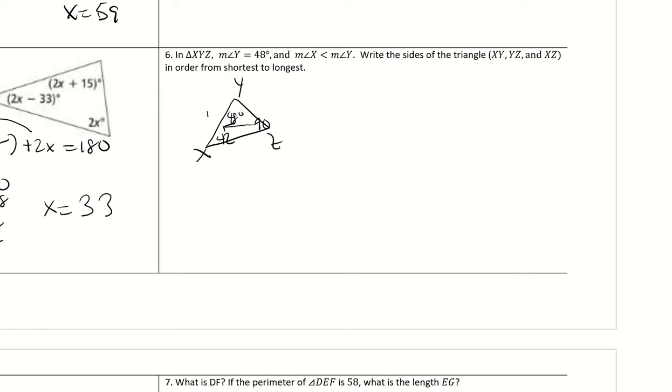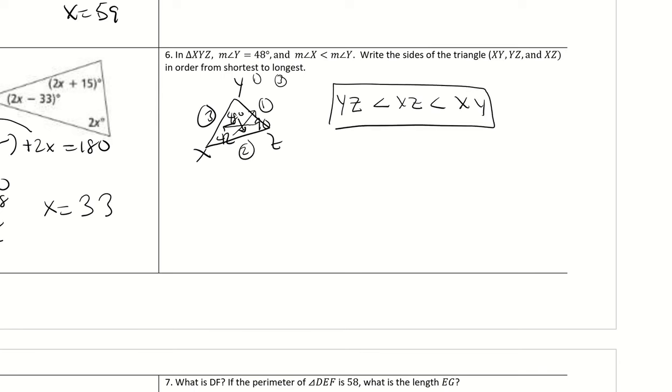So this is going to be number one. We want it from shortest to longest, right? So from 1 to 3, this is the longest. The second longest is opposite of the 48 because 48 is the second biggest angle. So this is number two. And the shortest is opposite of the smaller angle, so this is going to be the shortest side. That means in order from least to greatest, shortest to longest, we got YZ is less than XZ, which is less than XY. All right, so that's the shortest, middle, and then longest.